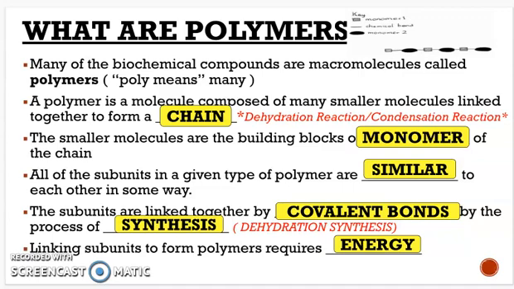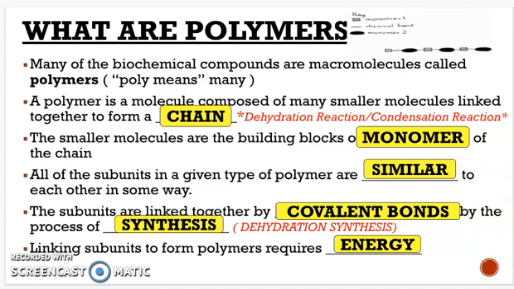These smaller molecules are the building blocks, and we're going to call these small molecules monomers. So a single unit or subunit is a monomer. When we link those small subunits together, we're going to call that our polymer or the chain of a polymer.